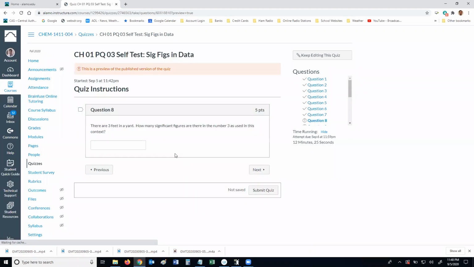Okay, question 8. There are 3 feet in a yard. How many significant figures are there in the number 3 as used in this context? Well, this is a definition. A yard is not measured to be 3 feet, it's defined to be 3 feet. So the number is exactly 3, and therefore it's 3.000 and so on, going on forever. And those zeros are to the right of a decimal point and are preceded by the 3. So they're significant zeros, and there's an infinite number of them. So our answer here is infinite.